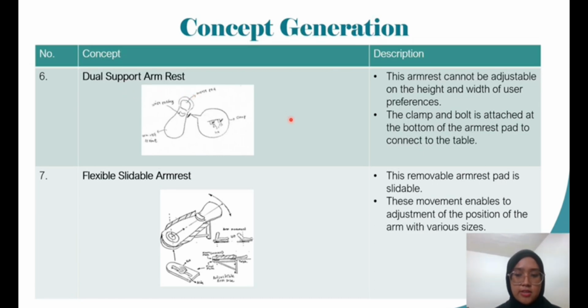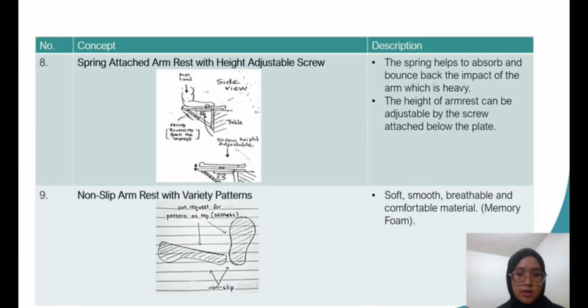This armrest can be adjusted on the height and width to the user preference, and then flexible slidable armrest. This removable armrest is slidable, and the movement can be adjusted to the position with various sizes. Then we have a spring attached armrest with height adjustable screw that contains a spring that helps to absorb and bounce back the impact of the arm, and the height can be adjusted by the screw below the plate.